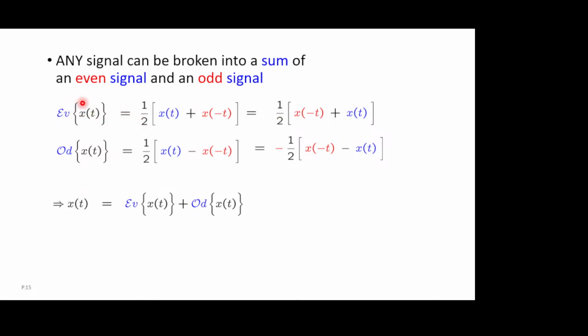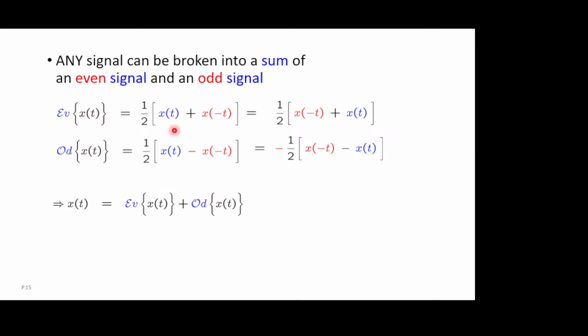So this is even. And similarly, we can define the odd part of a signal as the difference between x of t and x of minus t. And you can see this is the odd function, because you take t to minus t, so x(t) becomes x(-t) and x(-t) becomes x(t). And yeah, then you get a minus sign. So we define the even function out of whatever function and the odd function out of whatever function.